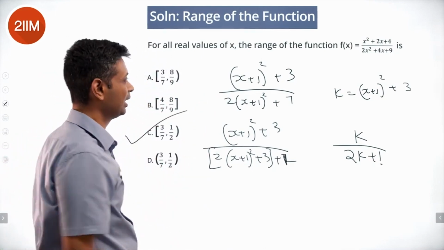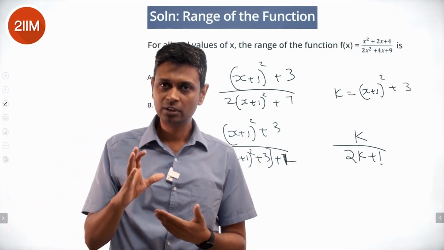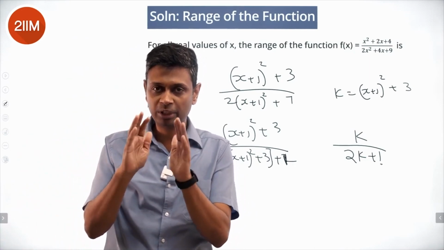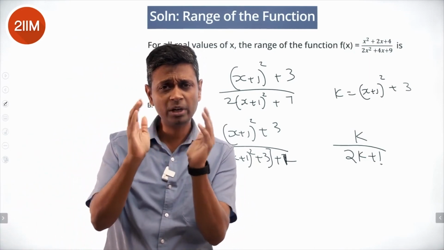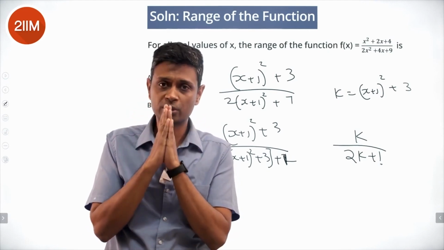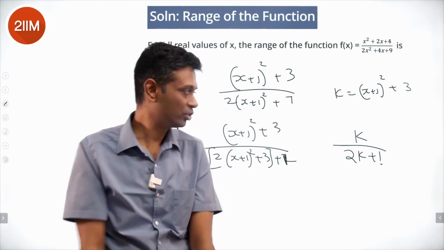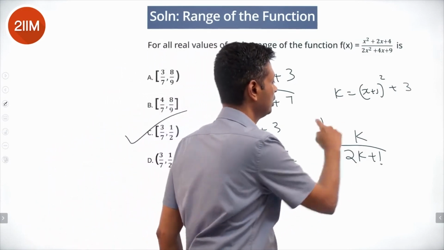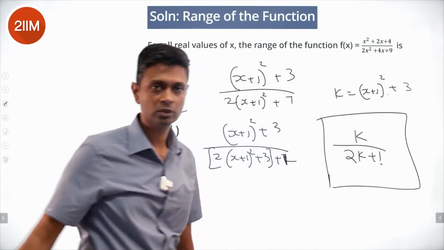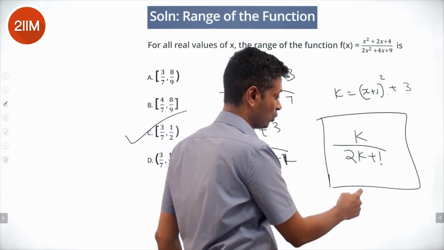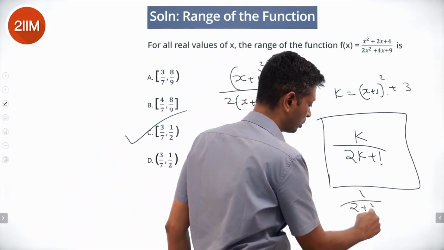This is the answer. Complete the square. Create the expression after completing the square. Replicate the numerator expression in the denominator as much as possible. Then attack this question. So this becomes k by 2k plus 1, where k is this expression. You can even divide this by k and say 1 by 2 plus 1 by k.